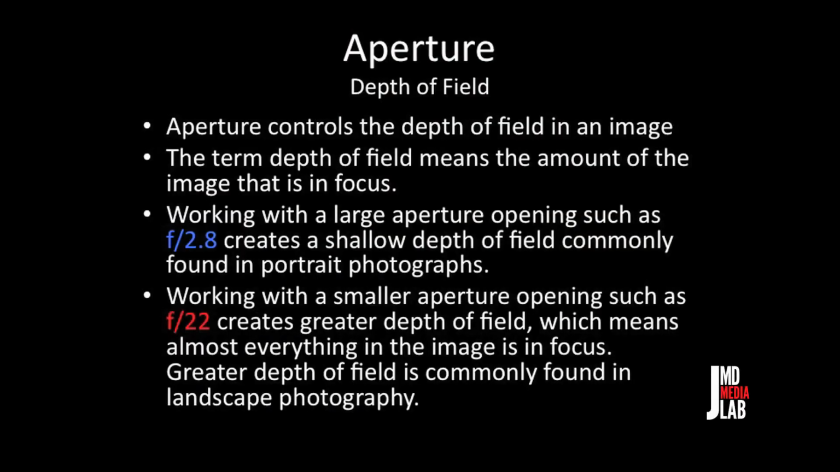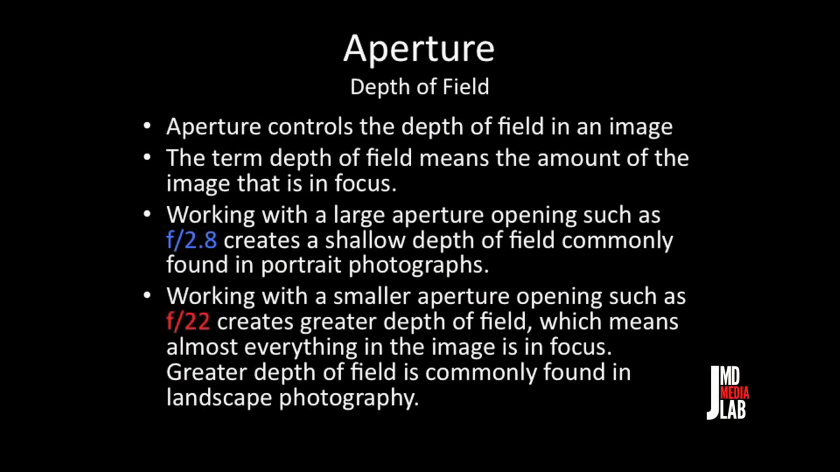So one other thing you should know about aperture is that it also controls the depth of field in our image. And the term depth of field means how much of your image is sharp and in focus. Working with a large aperture opening such as f2.8 creates a shallow depth of field, and that's most commonly found in portrait photography, where the photographers really want to focus on the main subject, the person in the picture, and they want to eliminate the background, so the background's all blurry. Those kinds of effects are produced by having a wide aperture opening when you're taking your pictures.